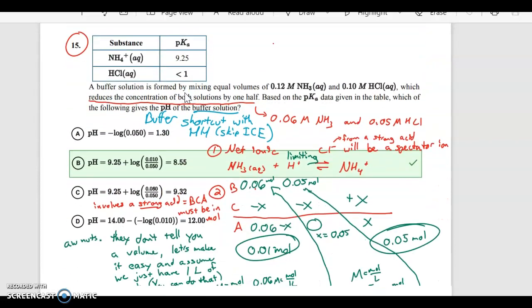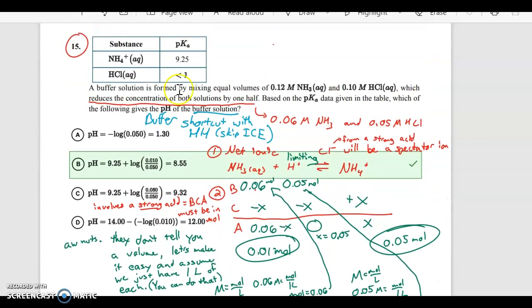That's the first one we're going to talk about, because this one gave you a pKa, and it was a combination of this NH3 and this HCl. They asked you, based on the pKa and the data given in the table, which of the following gives the pH of the buffer solution?